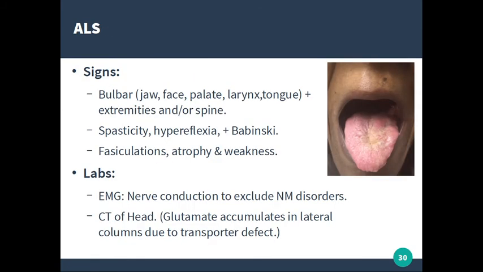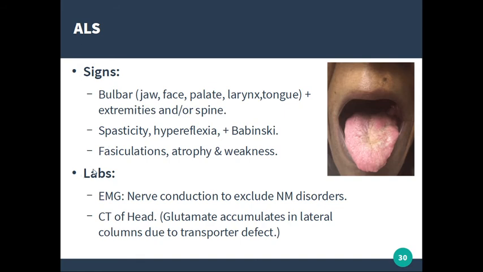So, what about ALS? ALS usually presents with bulbar signs, usually affecting the face, the palate, the larynx, the extremities. It presents usually with spasticity, hyperreflexia, and a positive Babinski. In this patient, we can see there are fasciculations over here, and fasciculations are classical signs of ALS. Remember, ALS is usually a lower motor neuron problem. It is usually affecting the anterior horn cell. There is atrophy and there is weakness.